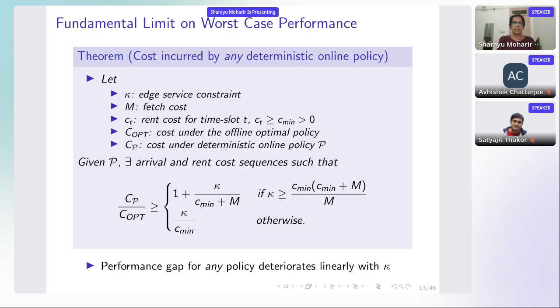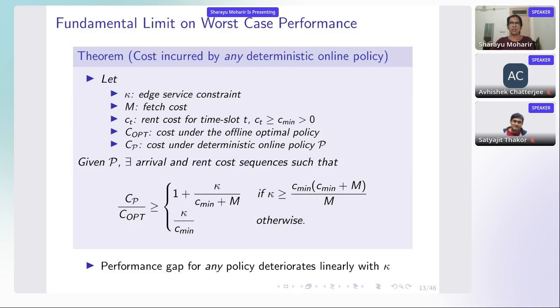So this result characterizes the fundamental limit on the performance of any deterministic online policy. So here by C_P, script P, we denote the cost incurred by the online policy P. This result shows a lower limit on the gap between the performance of the offline optimal policy, which knows the entire arrival sequence a priori, and any deterministic policy, which has access to the arrival and rent sequences in a causal manner. And the takeaway here is that the performance guarantee for any policy weakens linearly with the edge service constraint kappa. I'm going to skip the proof details for this result and instead just provide a very quick intuition.